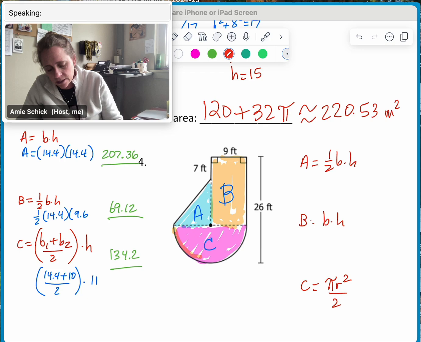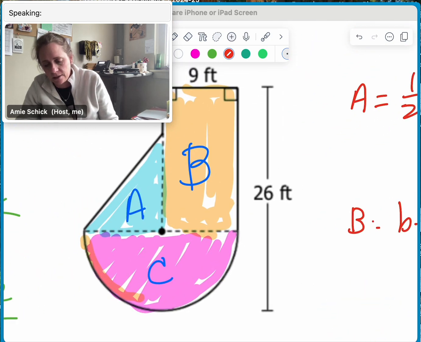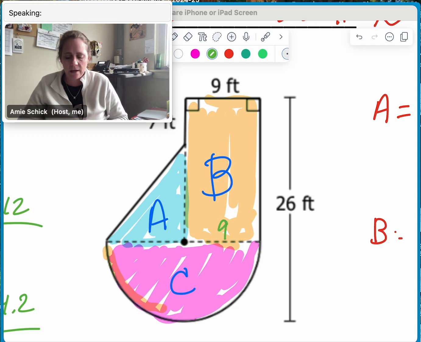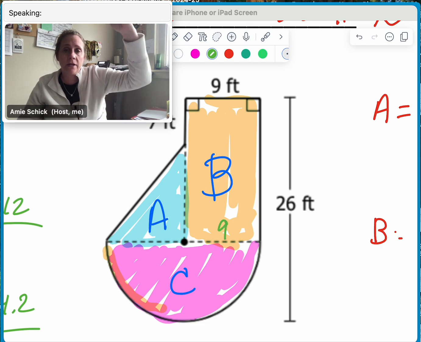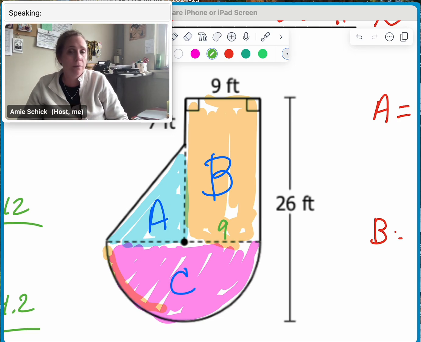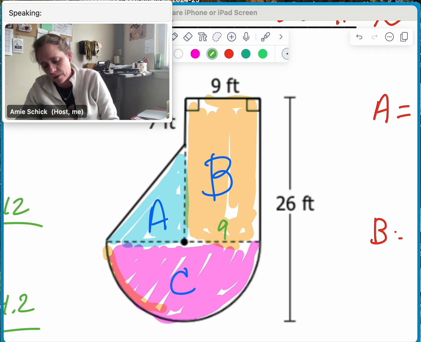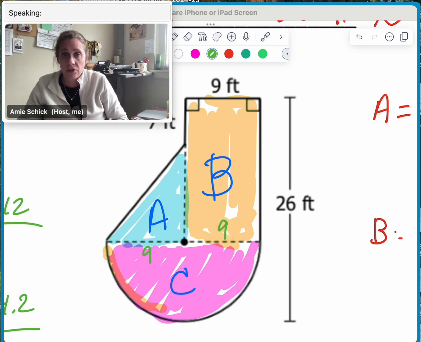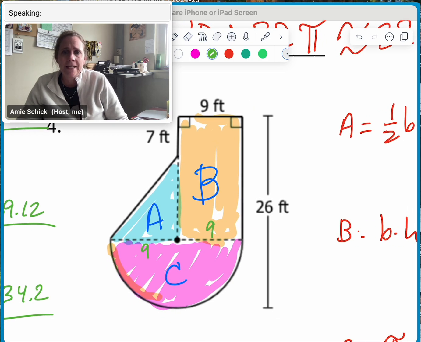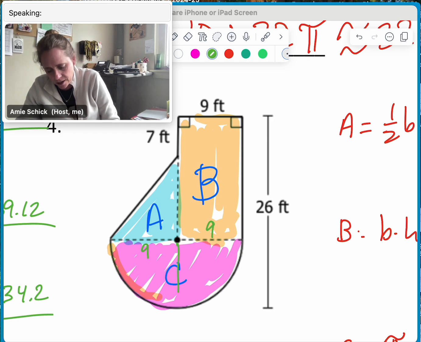Okay, I can fill in some information here. I'm seeing some details, like this is 9. And you might say, where did that come from? Well, the rectangle in orange has opposite sides congruent. So the radius is 9, and this length is 9, because it's just another radius. I am now able to find the area of the pink shape C. Can I find, actually I cannot. And this is 9. We're going to need this one.